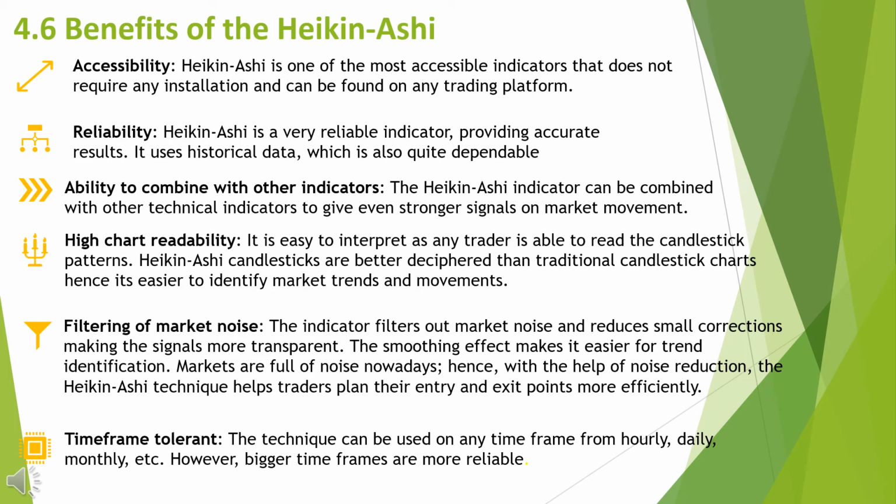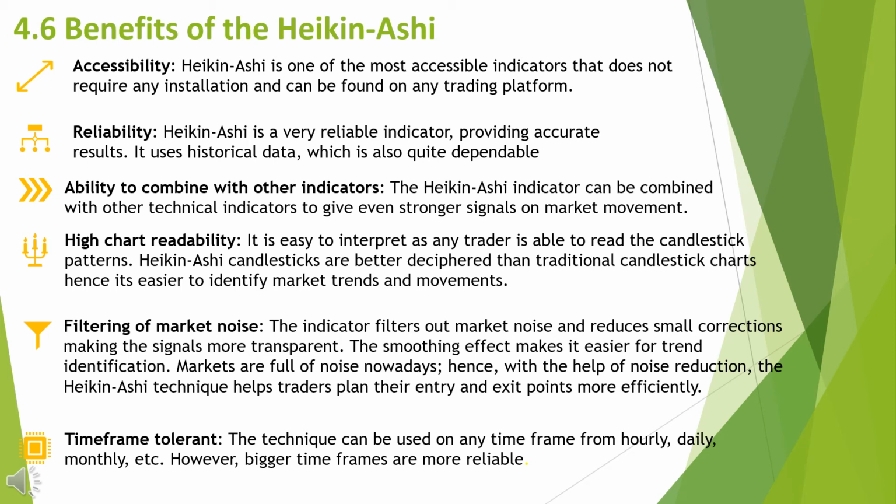2. Filtering of market noise. The indicator filters out market noise and reduces small corrections, making the signals more transparent. The smoothing effect makes it easier for trend identification. Markets are full of noise nowadays. Hence, with the help of noise reduction, the Heikin Ashi technique helps traders plan their entry and exit points more efficiently.